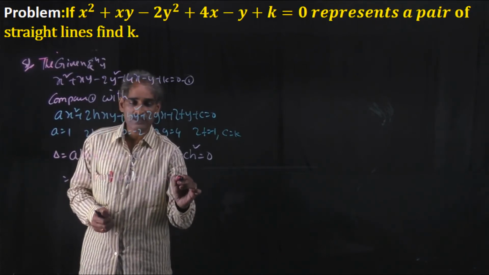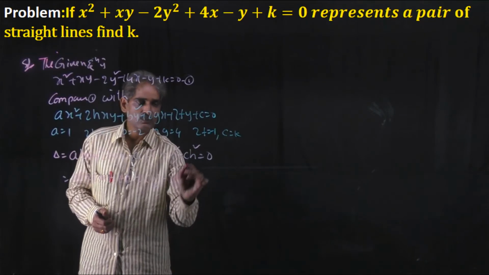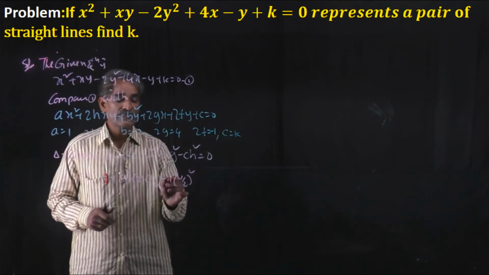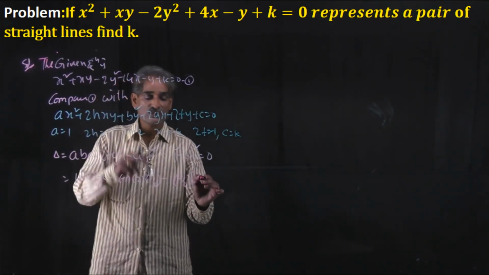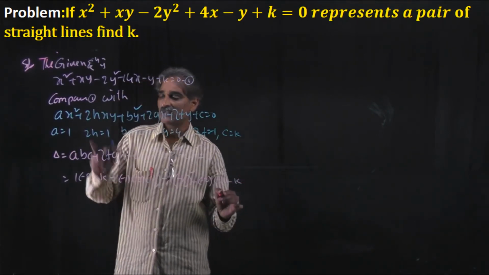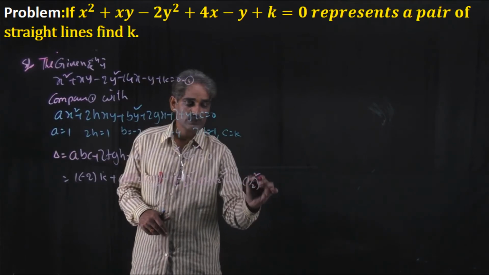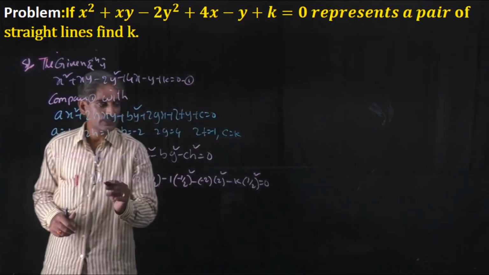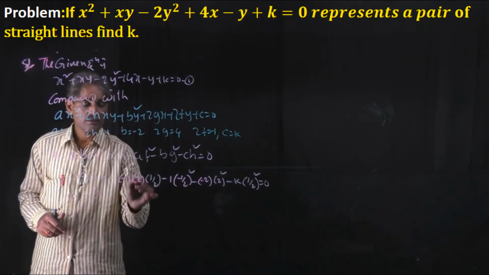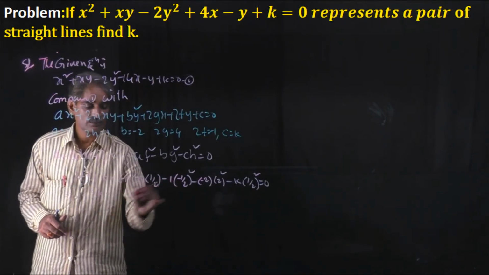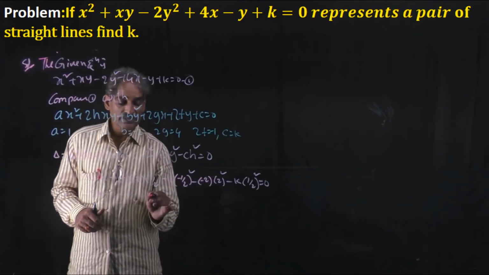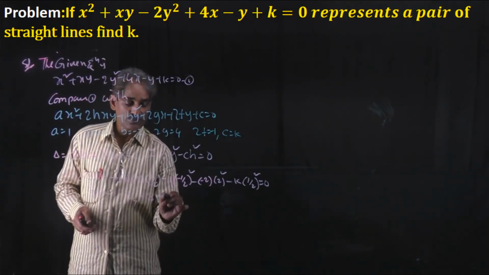a equal to 1, the value of f is minus 1 by 2. f square means minus 1 by 2 whole square. 2fgh minus af square minus bg square. g means 2 whole square minus ch square. Here the h value is 1 by 2, 1 by 2 whole square is equal to 0. So now this implies minus 2k, so 2 gets cancelled, minus 1, minus 1 by 4, plus 2 into 4, 8, minus k by 4.